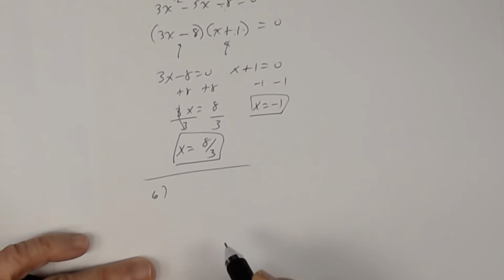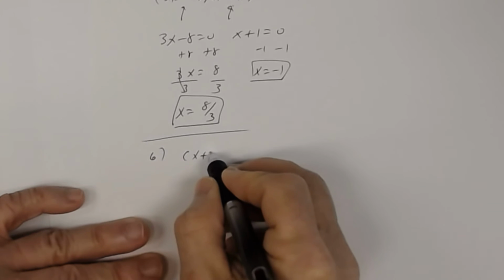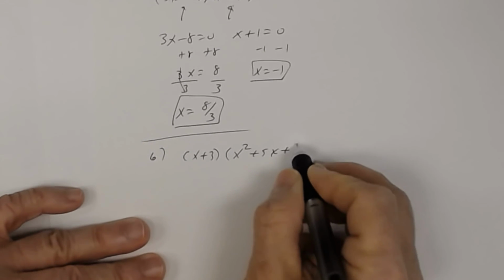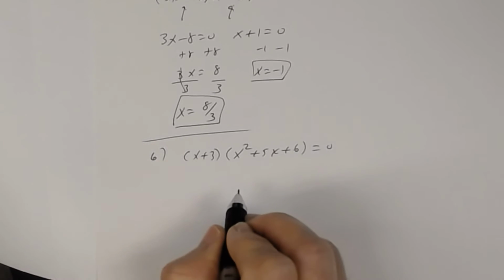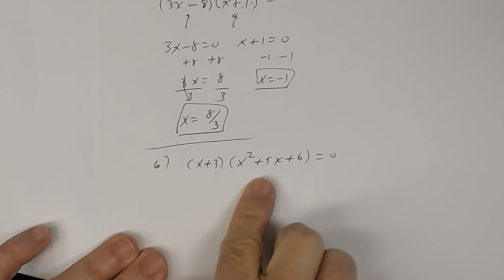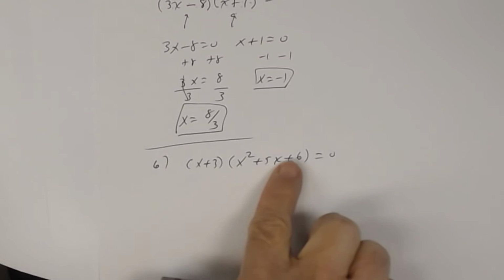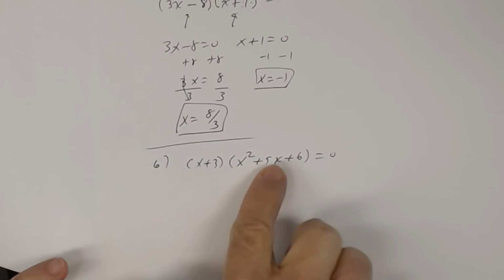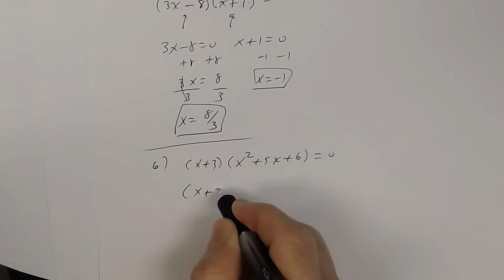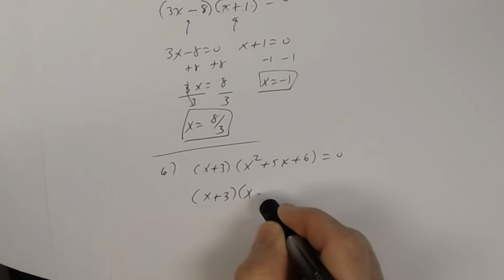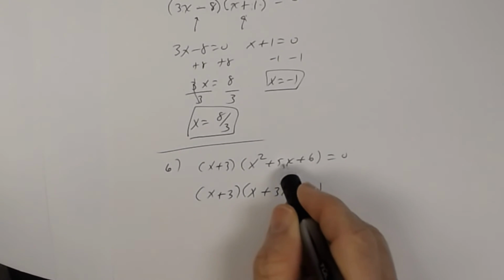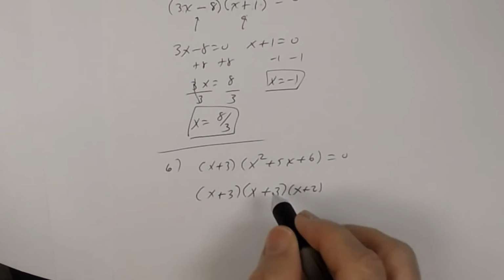Okay, number 6, we have this. We have x plus 3 times x squared plus 5x plus 6 equals 0. All right, so it goes back to number 1. It looks like it's already factored, but the problem is that this part is not factored completely. So you have to factor this completely. So we have x plus 3 times x plus 3 times x plus 2. So that's how you factor this trinomial. That's this right here. And always check.